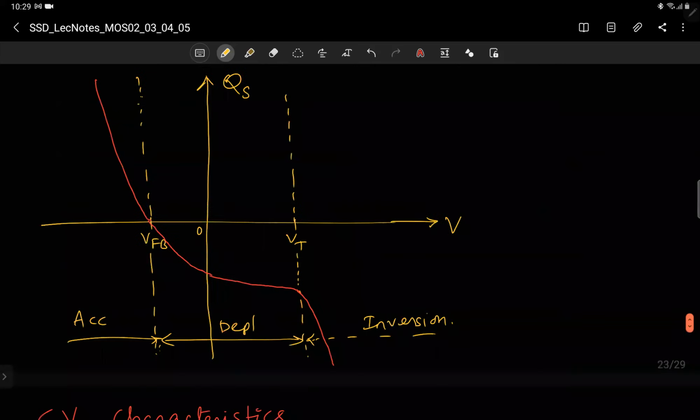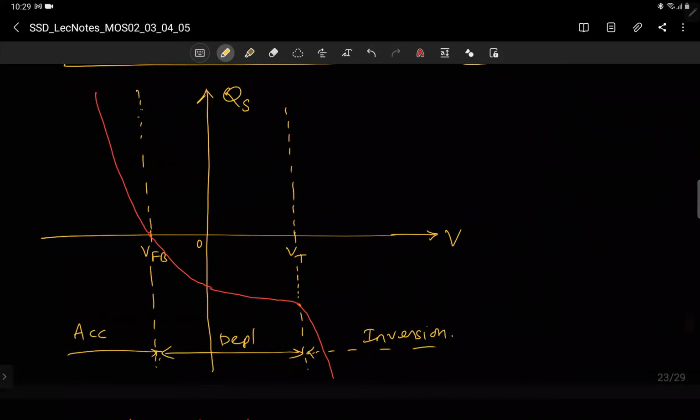Now what will QS look like? I told you the entire thing is getting shifted by VFB. Earlier we were looking at 0, accumulation, then depletion, and then inversion. Now we have to shift that QS by VFB. I have considered VFB negative here because VFB is phi ms minus QF by Cox. And QF is positive, and phi ms is negative in our example, so VFB is negative.